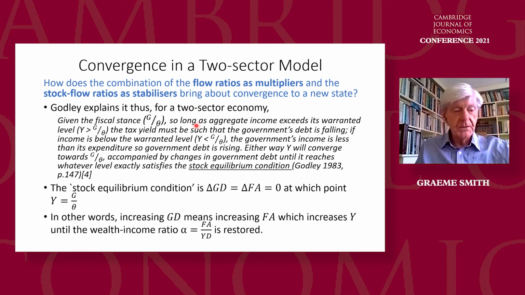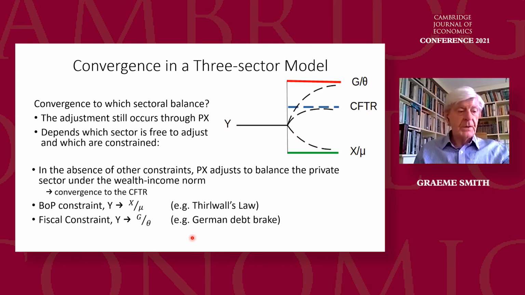Now, the passage emphasizes that it is the stock equilibrium condition which ensures convergence. And the stock equilibrium condition in a two-sector model says that the change in government debt must equal the change in private sector financial assets, and that must be zero for a stock equilibrium. And at this point, income is equal to the fiscal stance. So in other words, increasing government debt means increasing financial assets, which increases income through the PX function until the wealth-income ratio is restored. But that was a two-sector economy.